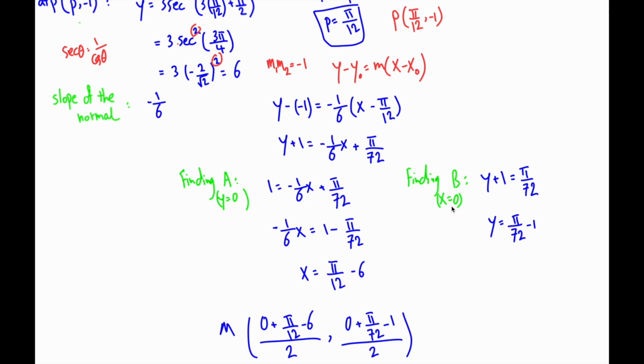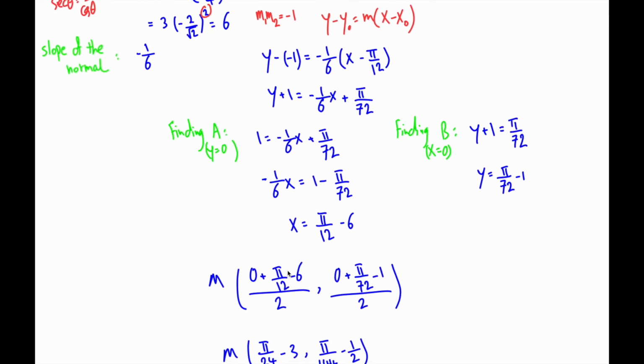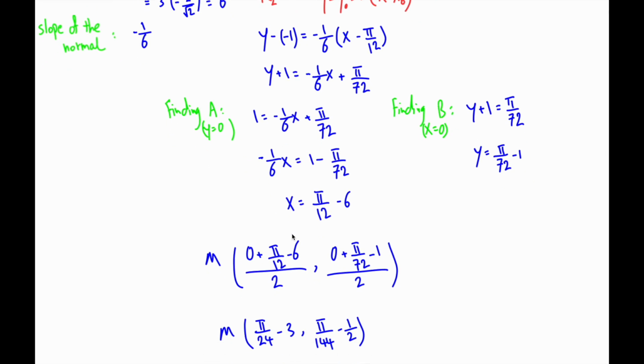For the y-intercept, I do the same thing. Now this time I have to put the x equal to 0, which results in vanishing this term. And then I have y plus 1 equals pi over 72, which means y has to be pi over 72 minus 1.